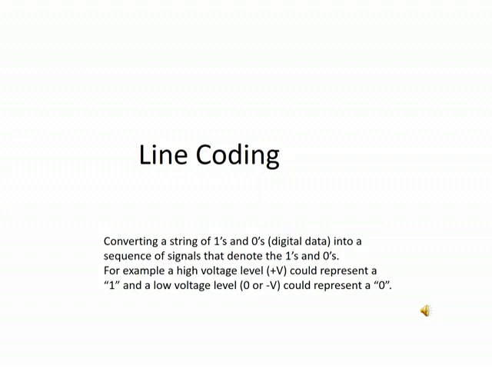For example, a high voltage level, positive V, represents the 1, and a low voltage level, 0 or negative V, represents the 0. So there will be two voltage levels. The higher voltage level represents 1 and the lower voltage level represents 0. All the voltage levels are changing, and in this way we can code a digital signal. So this is the line coding system.